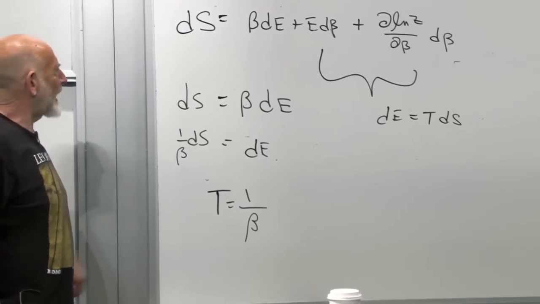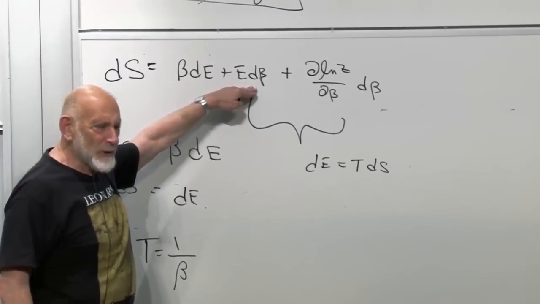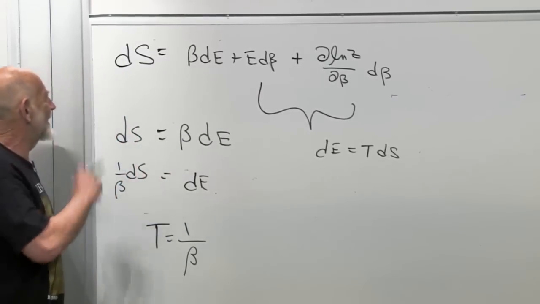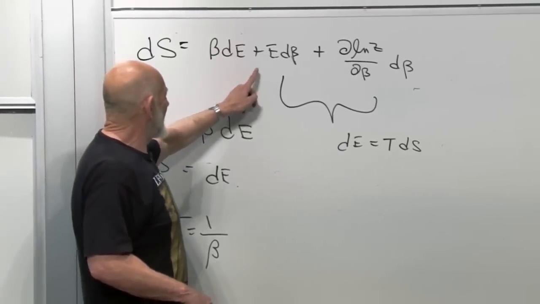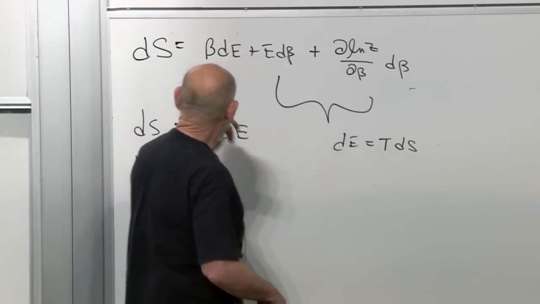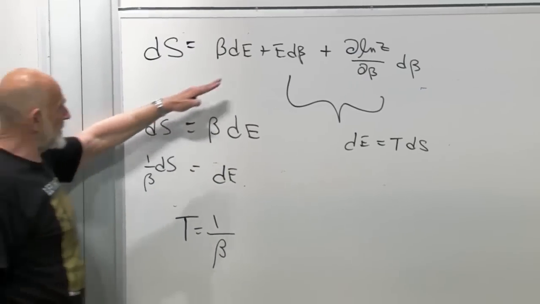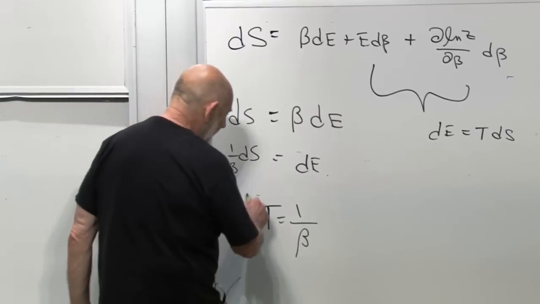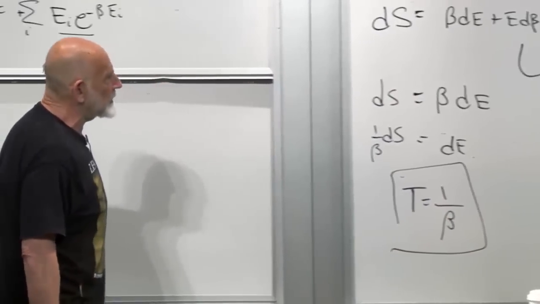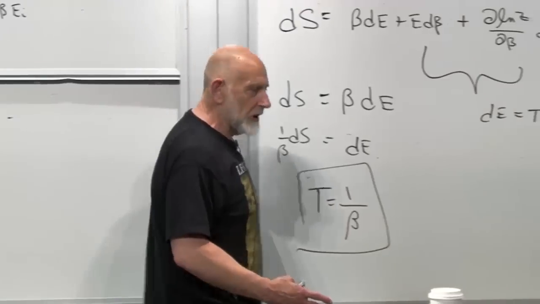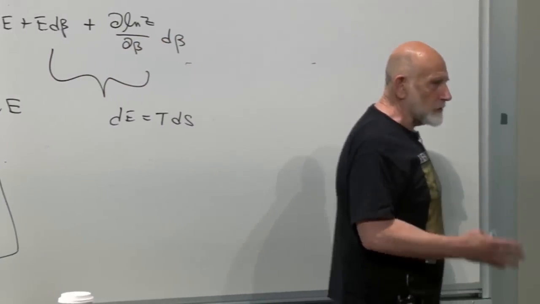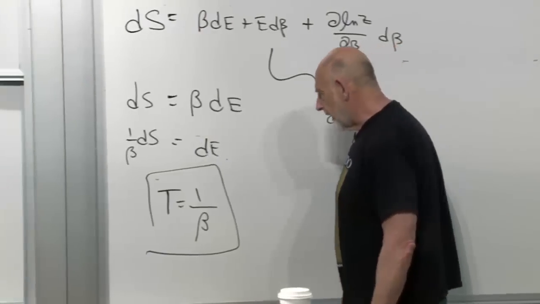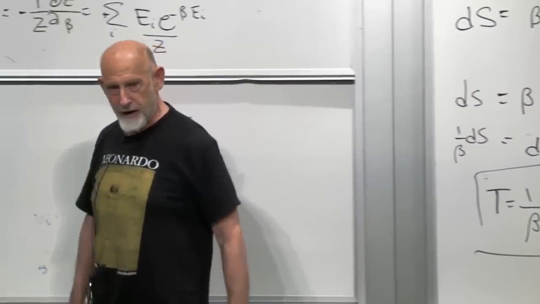For years, I've been teaching this through a complicated series of steps, which is much more complicated than this. Okay, it's very easy. Beta dE plus E d beta plus d log Z by d beta, that's dS. These two cancel identically, and the result is the temperature is equal to 1 over beta. That's wonderful, because we've now found out the physical significance of beta. It started out as simply a Lagrange multiplier. We manipulated it, used a couple of identities, a little bit of calculus, and we find out that beta is 1 divided by the temperature.